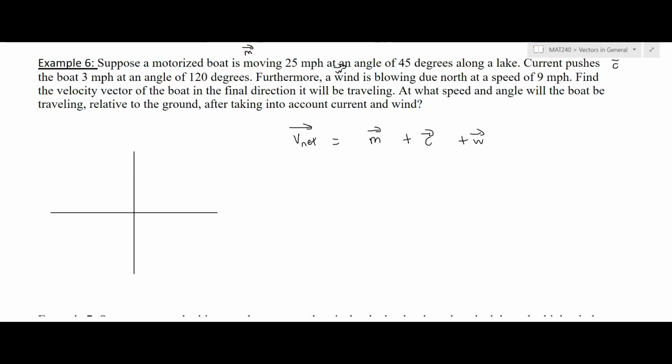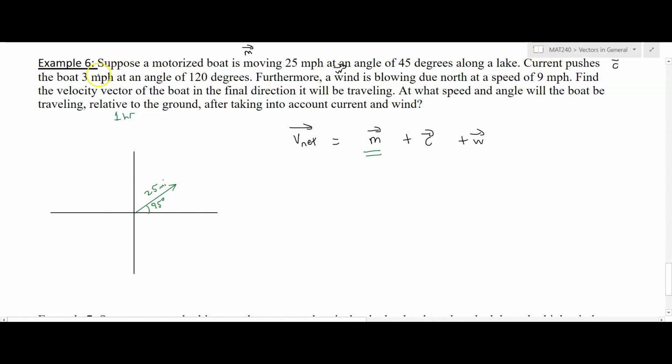So think about a vector here, and since it says 45 degrees, we're going to assume that's in the first quadrant, since it doesn't say relative to what angle. So we know this is a 45 degree angle, and we know that this length right here is 25. So if this is 1 hour, this would be 25 miles of displacement. And that's what our m vector is going to be, we're going to have to find the components of that to get the m vector.